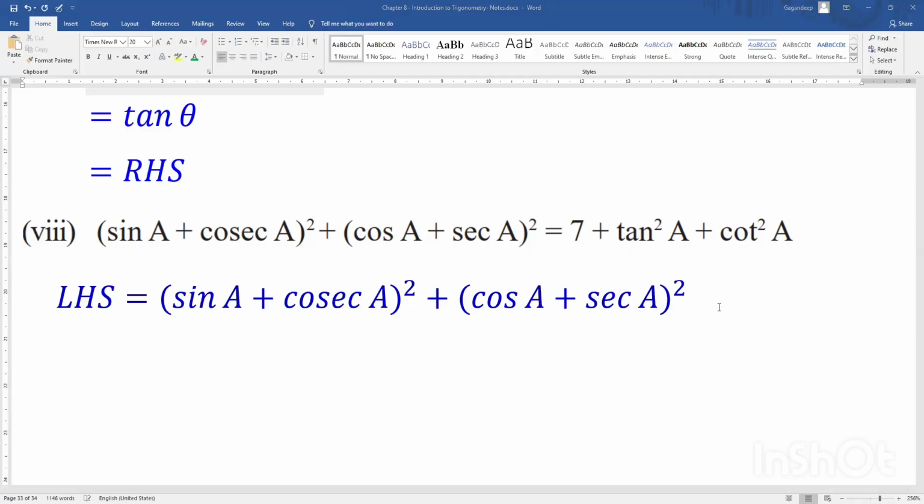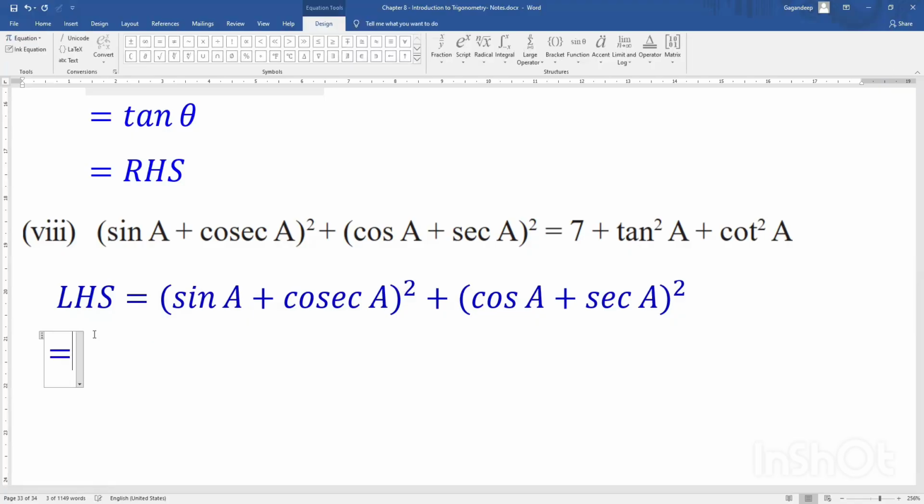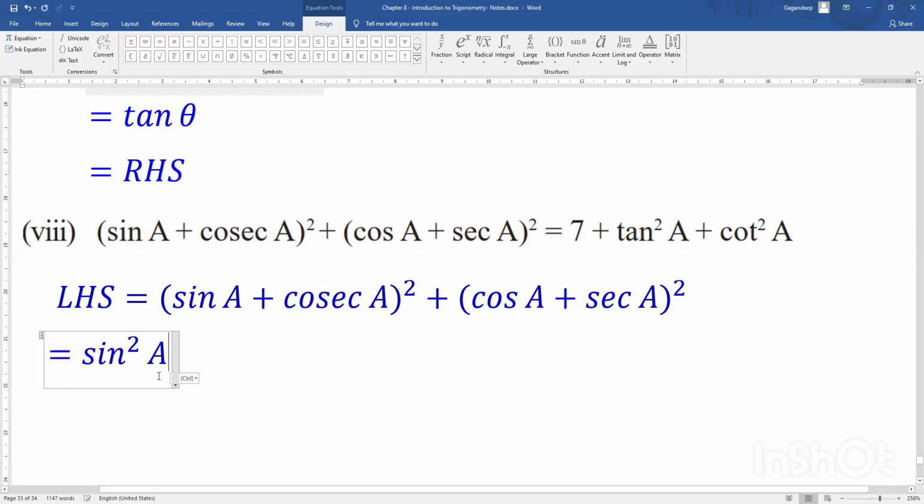The next thing I do is use the identity (A plus B) the whole square, which is A square plus 2AB plus B square, or you can write it as A square plus B square plus 2AB. So I'm going to use that. Let me write it. The first thing is A square, so sin A the whole square is sin square A, then cosecant the whole square is cosecant square A.